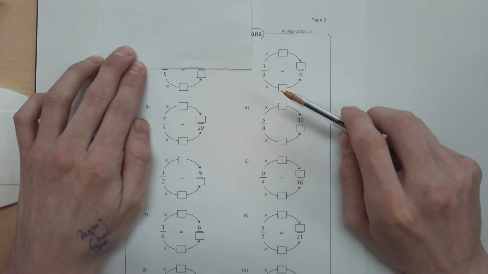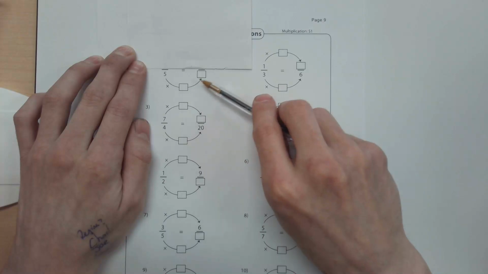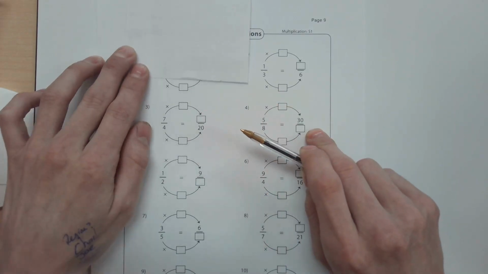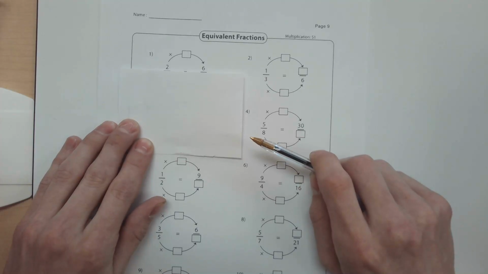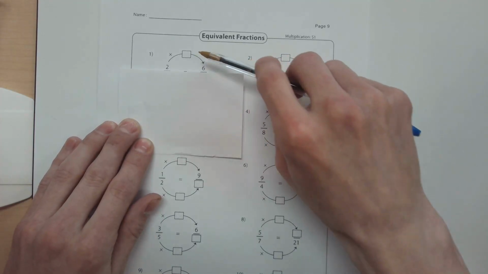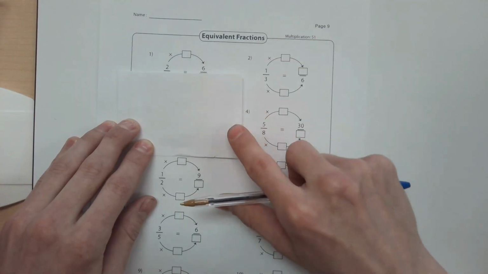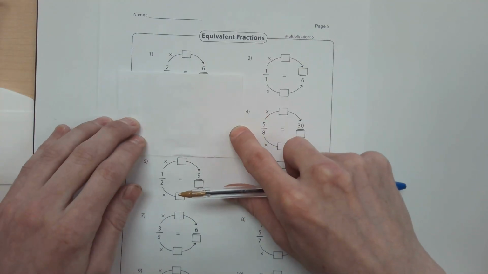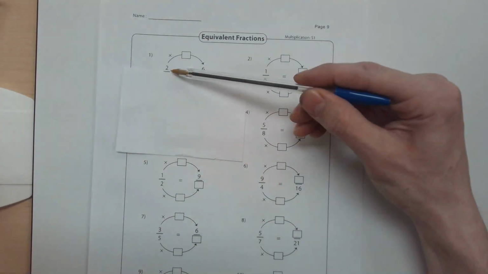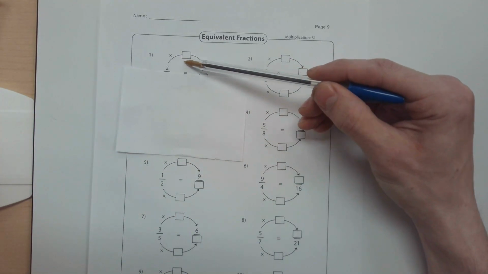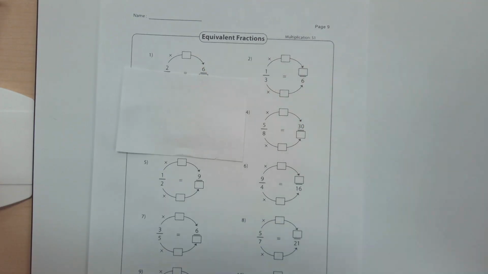Where do you think it's going to be easier to start? Would it be easier to start having to fill in two things? Or would it be easier to start only having to fill in one thing? And you would be correct. We're going to start with the top of this fraction because there's only one missing thing. So here's what we have to ask ourselves. 2 times a number equals 6. What is that number?